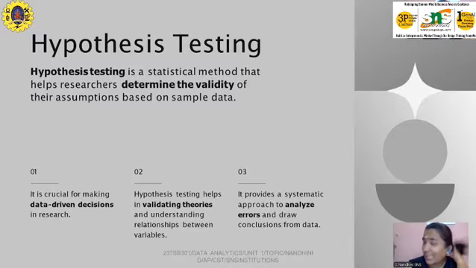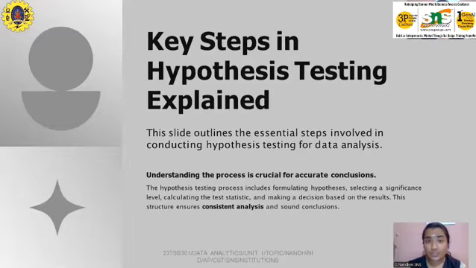So there are some types of hypothesis testing. We can say it is a null hypothesis, alternative hypothesis, level of significance, test statistics, p-values, type one error, type two error. These are the types that we are going to find in this hypothesis testing. Next, what are the steps in hypothesis testing?